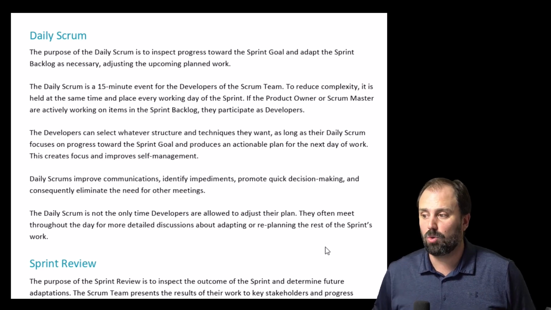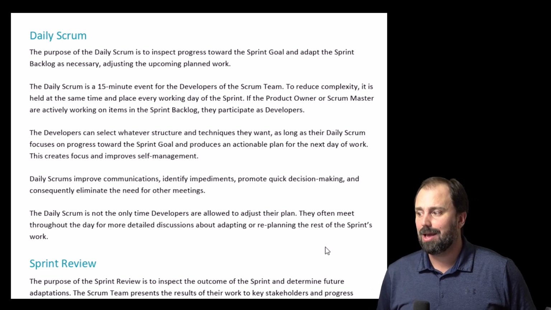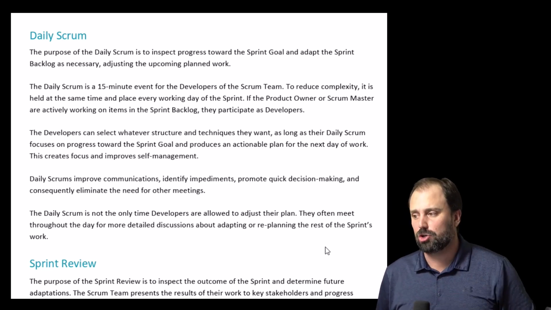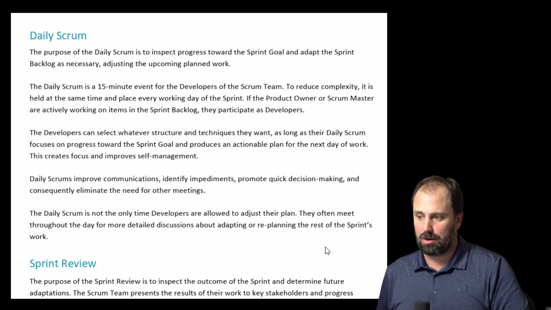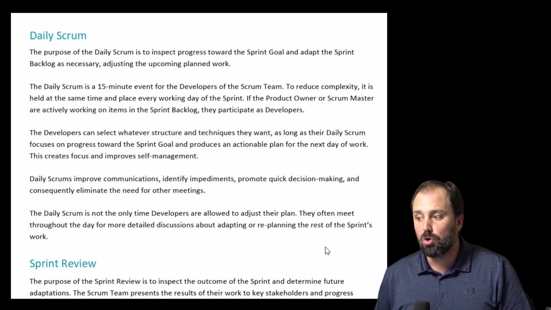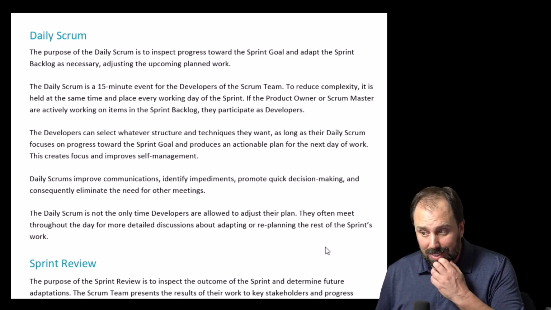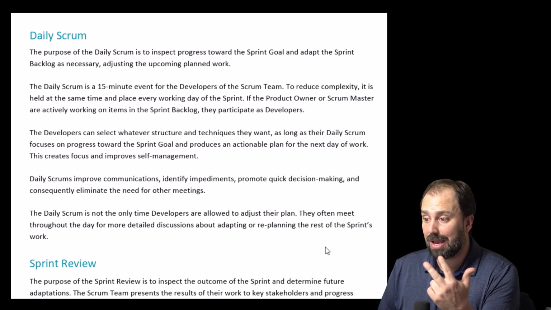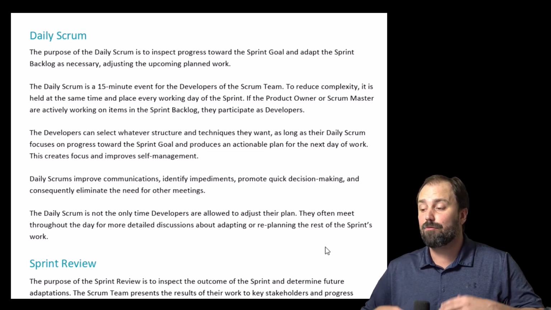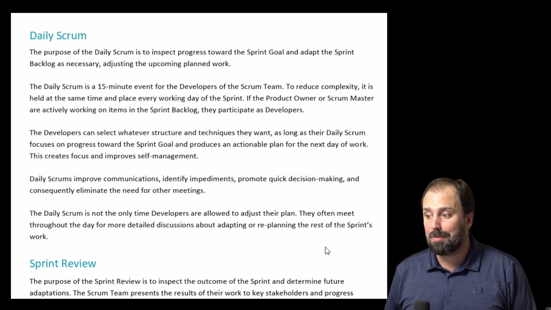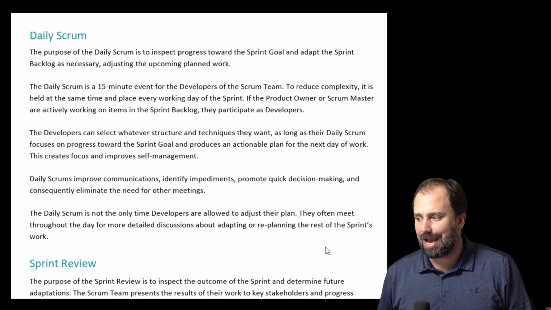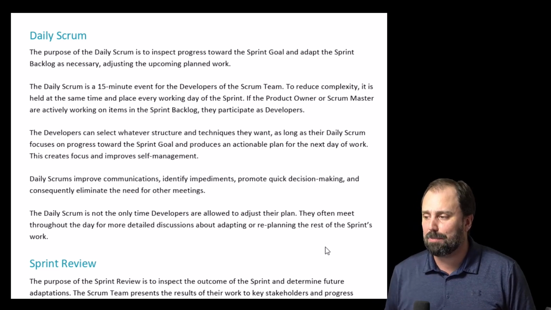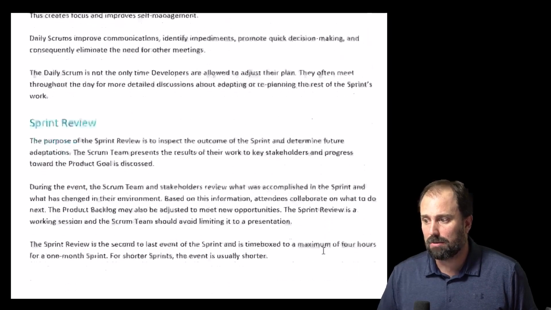The developers can select whatever structure and technique they want as long as their daily Scrum focuses on progress toward the sprint goal and produces an actionable plan for the next day of work. This creates focus and improves self-management. Daily Scrums improve communication, they identify impediments, they promote quick decision-making, and consequently eliminate the need for other meetings. The daily Scrum is not the only time developers are allowed to adjust their plan. They often meet throughout the day for more detailed discussions about adapting or replanning the rest of the sprint's work.